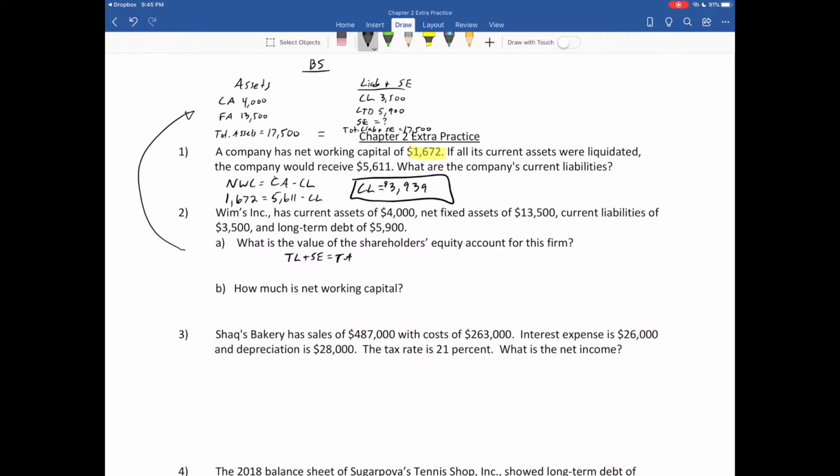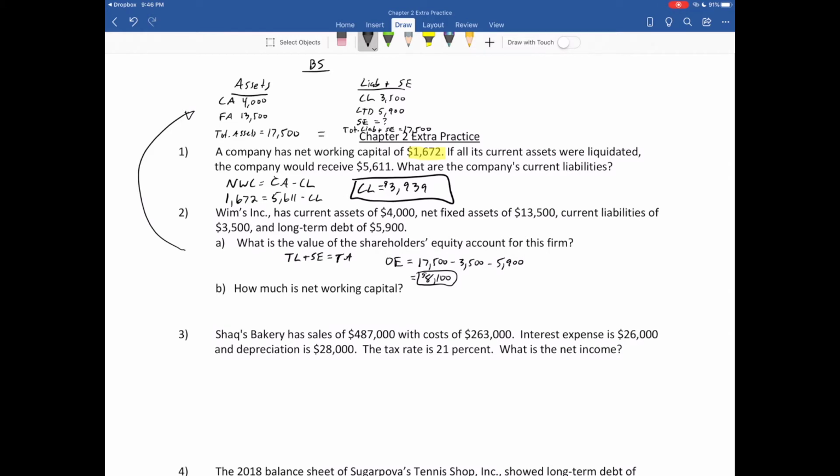So to calculate owner's equity here, what we are going to do is take the total of $17,500 minus all of our liabilities, which is $3,500 minus $5,900, and we can solve for our owner's equity balance equal to $8,100. So what this problem is assessing is your understanding of what a basic balance sheet is and understanding that assets must always equal liabilities and stockholders' equity.